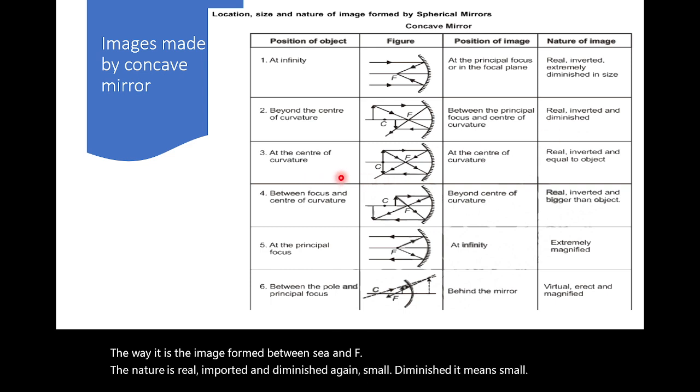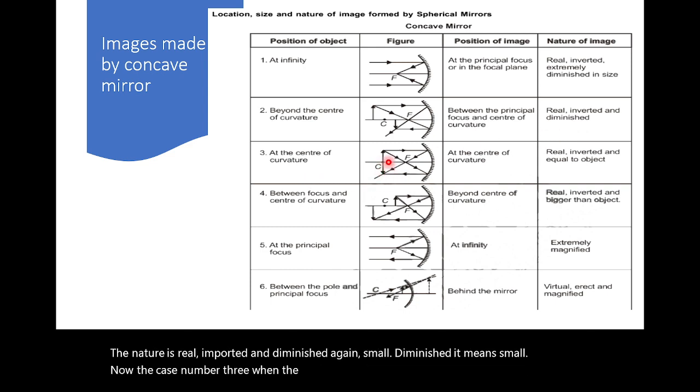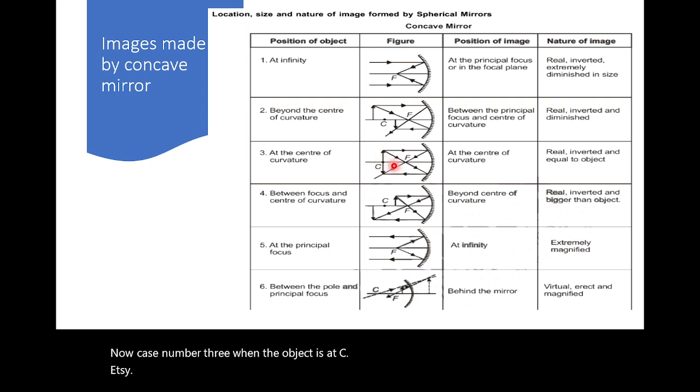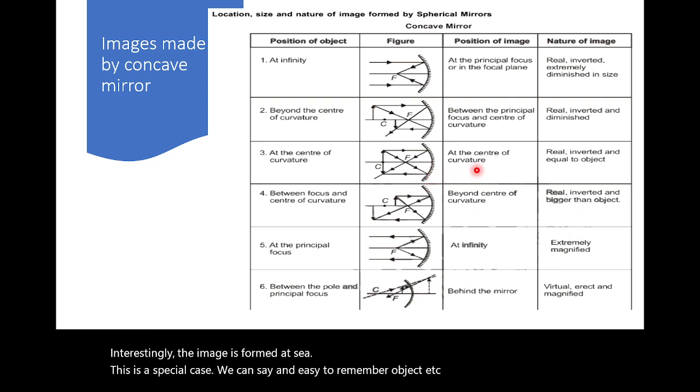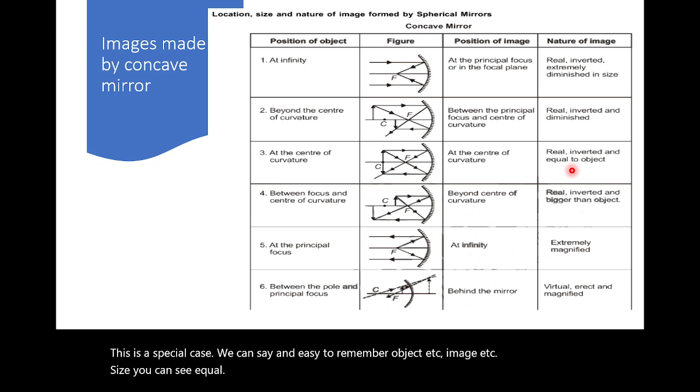Now case number three, when the object is at C, interestingly the image is formed at C. This is a special case we can say and easy to remember. Object at C, image at C. Size you can see equal to the object size.